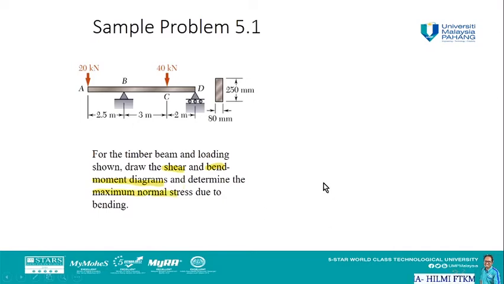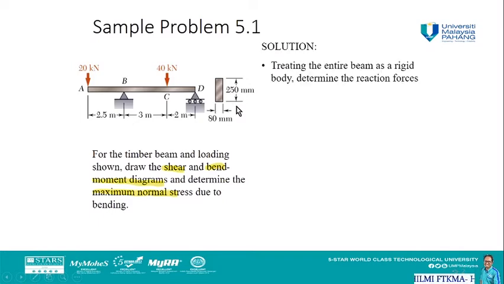So what we have here is a beam with points A, B, C, D, with a pin and a roller support at D. The cross section is 80 mm in width and 250 mm in height. So what would be the strategy to solve this problem?